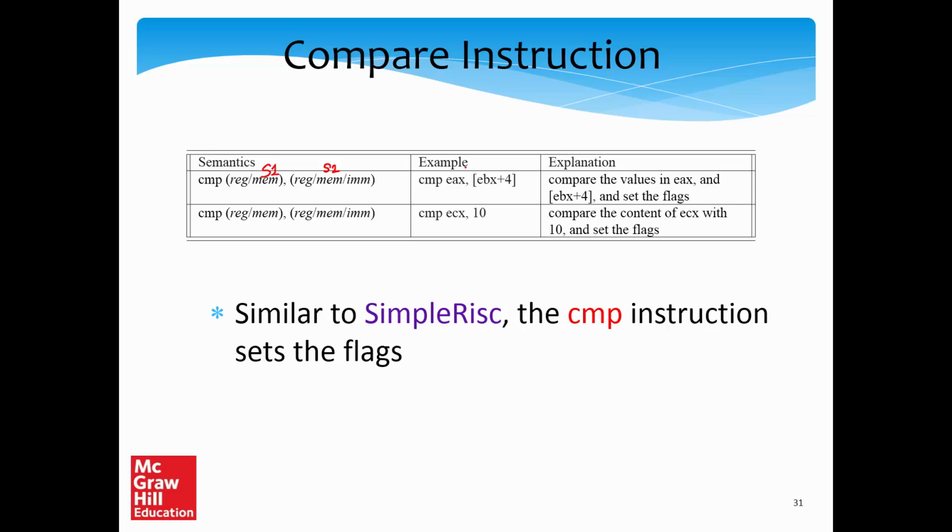In this case, if we are comparing EAX and EBX plus 4, EBX plus 4 is actually the memory address. We are comparing the contents at this memory address. So we compare the values in EAX and the memory operand corresponding to EBX plus 4, and we set the flags. Similarly, we can compare with an immediate also. We compare the contents of ECX with 10 and we set the flags.